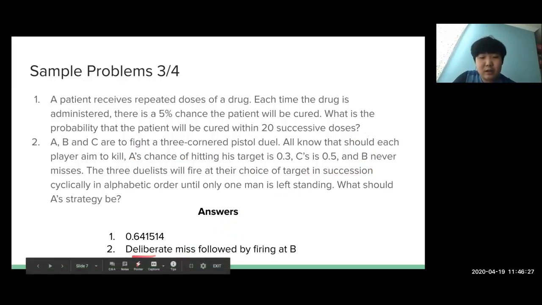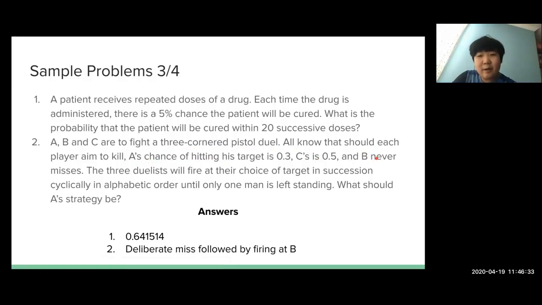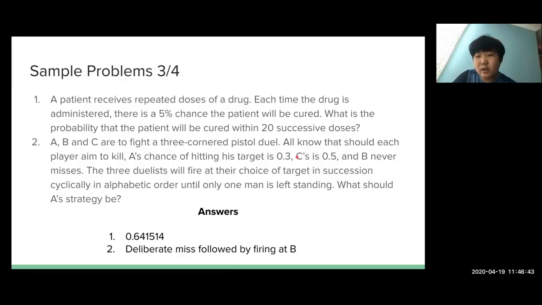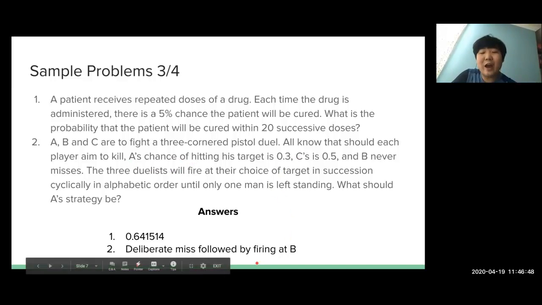But what the deliberate miss does here is it eliminates the chance that A accidentally kills C and B basically shoots A in response, leading to B automatically winning. So if you do the deliberate miss, the chances that B will kill C is automatic. C has basically received a death sentence. And then A has the chance to fire at B first and try to duke it out with B.